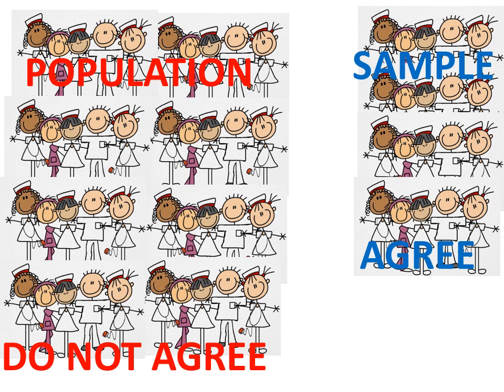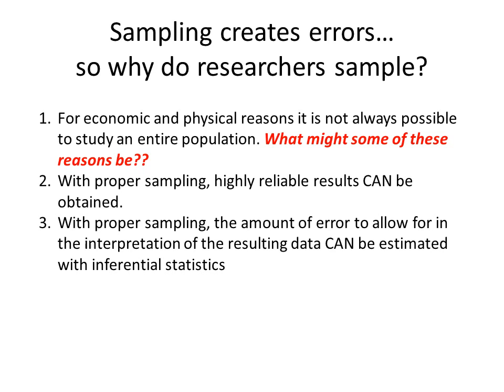No matter how a sample is drawn, there can always be statistics obtained by studying the sample that do not accurately reflect the population parameters that would have been obtained if the entire population had been surveyed. Researchers almost always expect some error as a result of sampling. Sampling creates errors. So why do researchers sample?